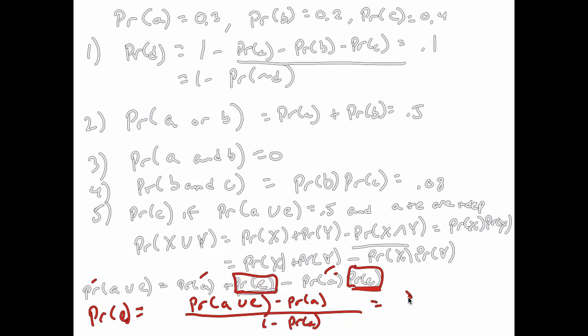Here that means 0.5 minus 0.3 divided by 1 minus 0.3 equals 2/7. So in this case, the probability of E can be computed, and it's 2/7. Okay. So this gives you a sense of how to use these ideas of intersection and union, of ands and ors, to compute probabilities, along with understanding mutually exclusive, independent, and collectively exhaustive. Okay. So that's that example.